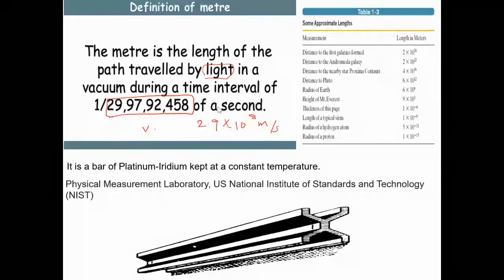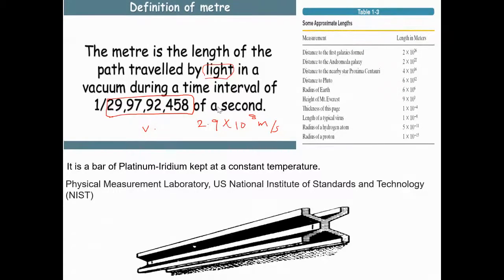In 1 second, how much distance can the light travel? It can travel 2.9 multiplied by 10 to the power of 8 meter. So if you want to find the particular time, you can just take a reciprocal. If you take the reciprocal of this 2.9 multiplied by 10 to the power of 8, that will give you the exact time of the travel by the light in the vacuum.